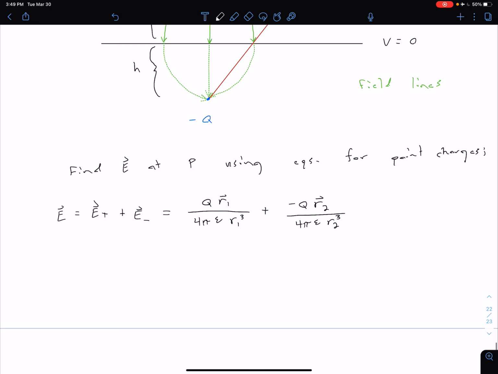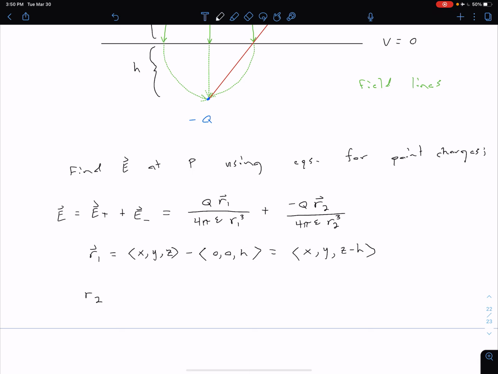So we could then talk a little bit more about what our r1 and r2 are. Our r1 is going to be our point P, which is x, y, z, minus the place where our q, our positive charge, is, which is, let's just say, 0, 0, h. We can define our x and y as whatever we want because we weren't specifically told it was some x and y. So we can move our coordinate system to fit our needs. And so we get that this r1 vector is x, y, z minus h.